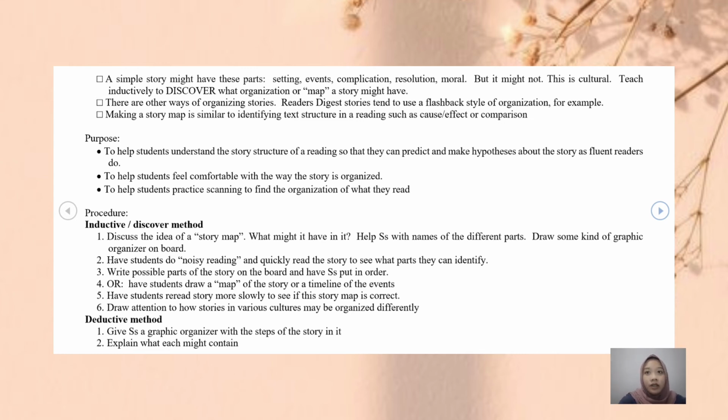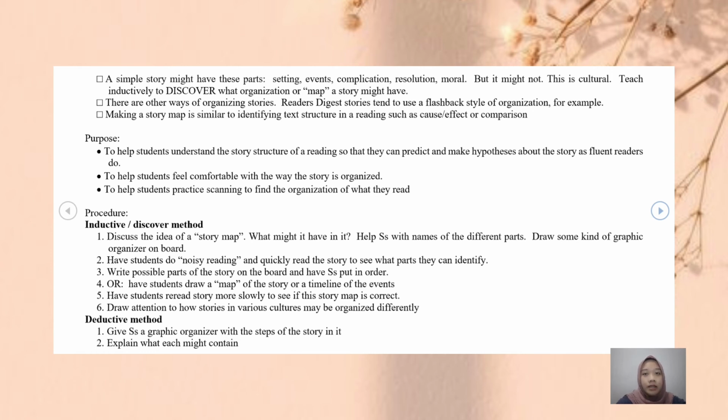Teach inductively to discover what organization or map a story might have. There are other ways of organizing stories. Readers' favorite stories tend to use a flashback style of organization. For example, making a story map is similar to identifying text structure in a reading, such as cause and effect or comparison.